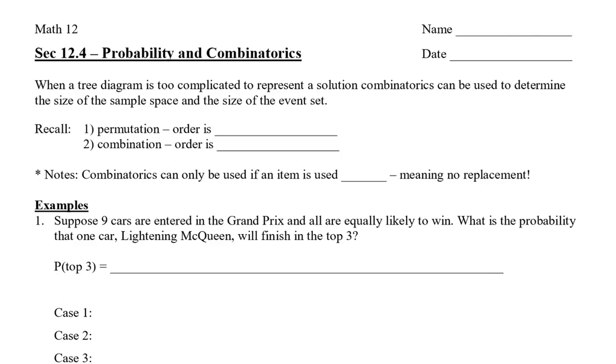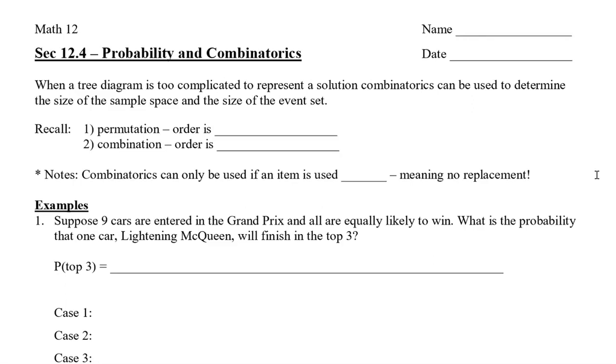In this lesson, we're going to take a look at how to use combinatorics and apply it to probability. When a tree diagram is too complicated because it's so large to represent a solution, that is when we can use combinatorics, because it can be used to determine the size of the sample space and the size of the event set. Now recall that when you're reading the question, decide whether it is a permutation question or a combination.